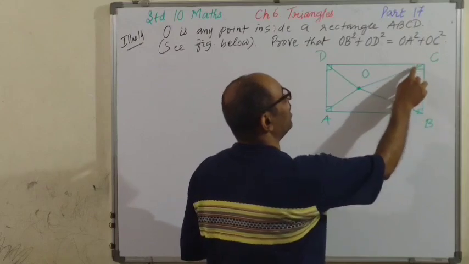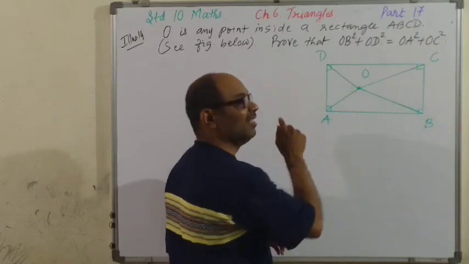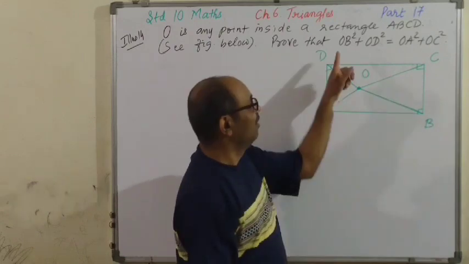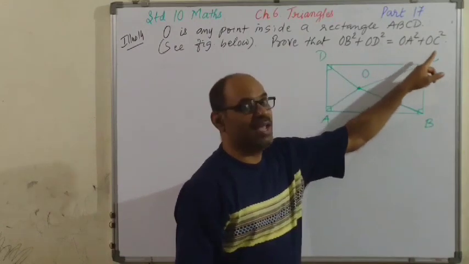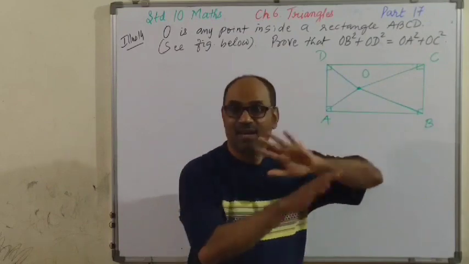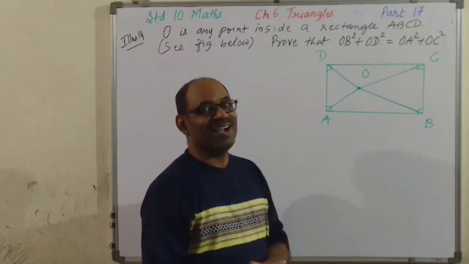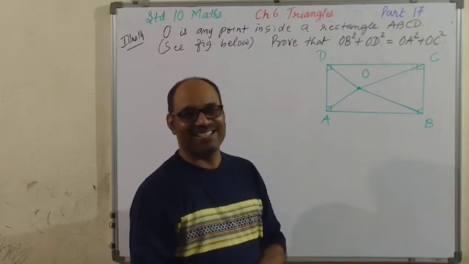Angle B is right angle. Angle C is right angle. Angle D is right angle. Because quadrilateral ABCD is a rectangle. But OB, OC, OA and OD, they are not the sides of any right triangle. तो क्या करें? Pythagoras तो use नहीं कर सकेंगे.